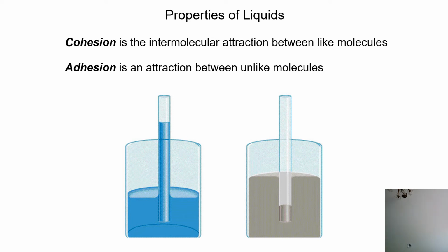Two other properties of liquids are cohesion and adhesion. There's also a demo in the lab activity of this at work, kind of. Well, it is, but on a larger scale than what I'm going to describe here. Cohesion is the intermolecular attraction between like molecules, and adhesion is an attraction between unlike molecules.